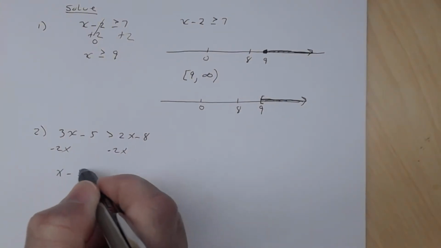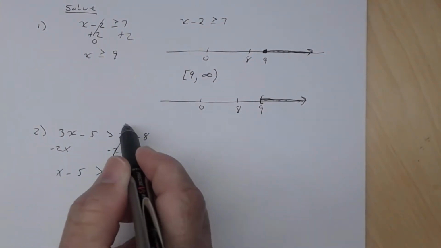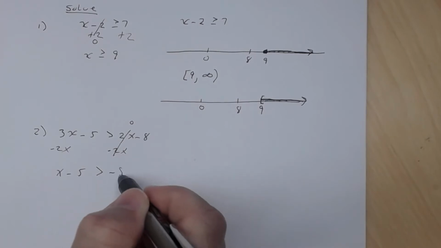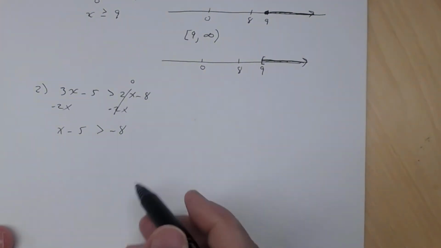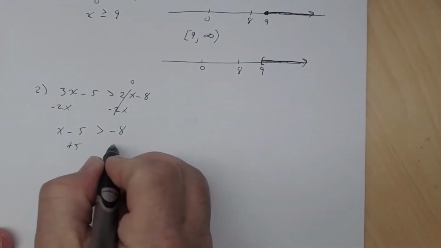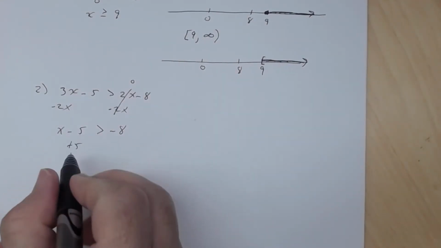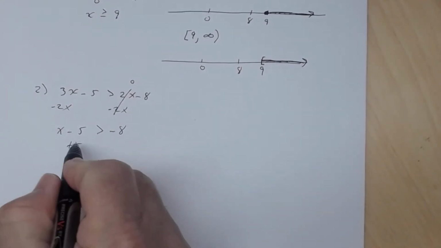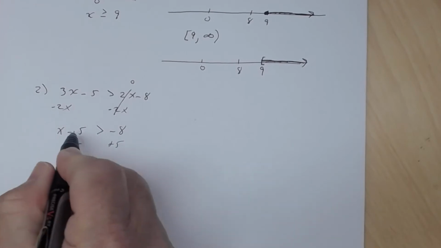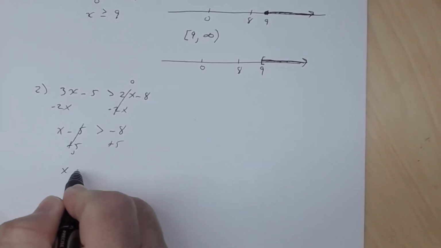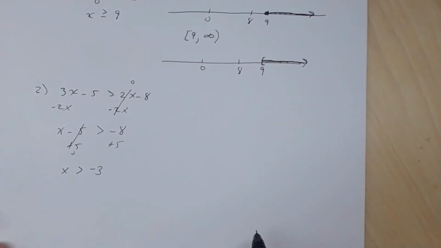I get x minus 5 is greater than 2x minus 2x is 0, and 0 and a negative 8 is a negative 8. And then adding 5 to both sides, we do the inverse operation. So since I'm subtracting 5, the opposite is to add 5. But what you do to one side, you have to do to the other. Combine like terms, so I get x is greater than negative 3.